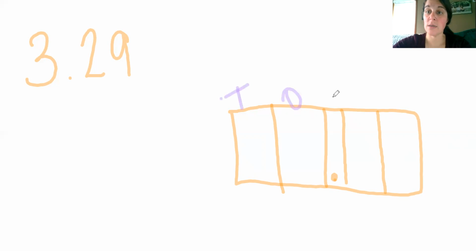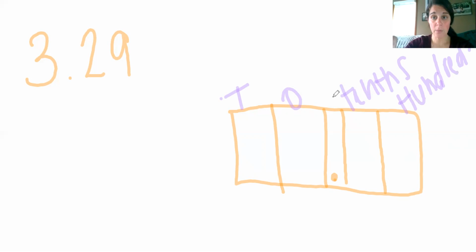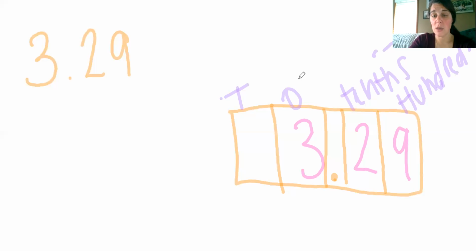Tens, ones, tenths, hundredths, okay? I'm gonna put my information right into it. I have 0 tens, but I have 3 ones, my decimal, and 29 hundredths. So if I need to write that as a fraction, same thing.